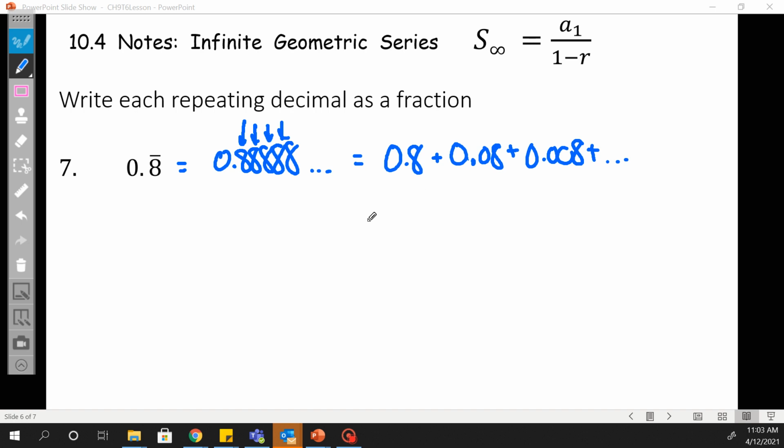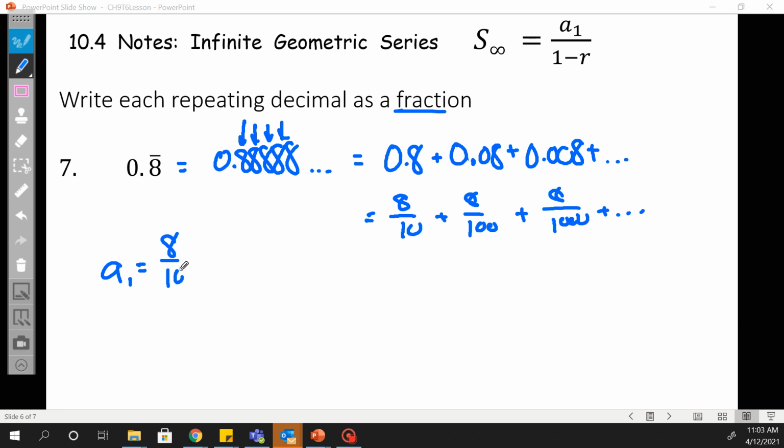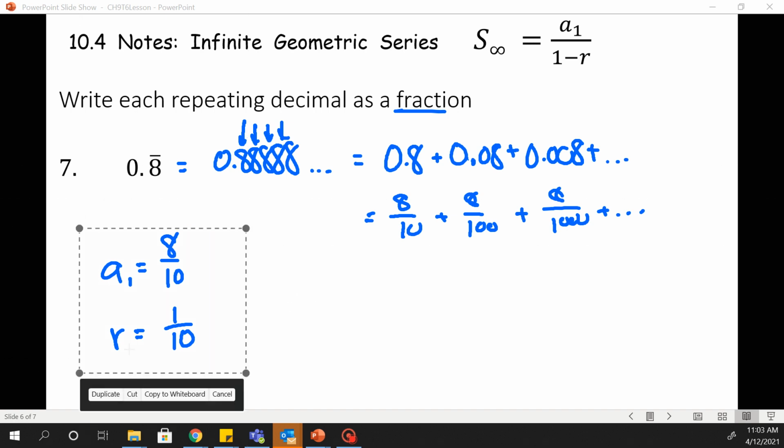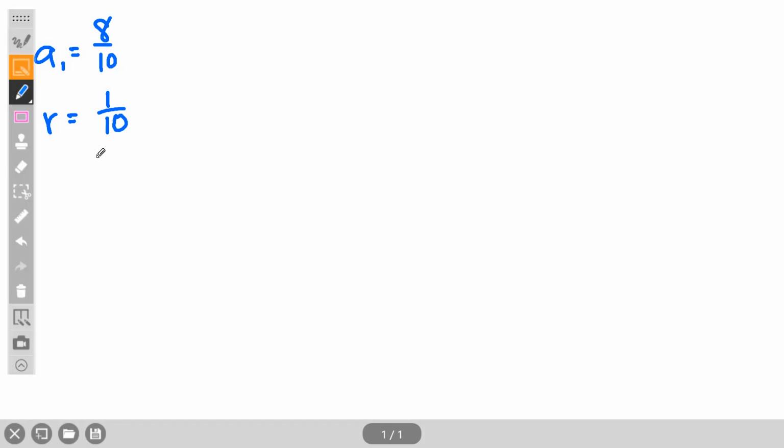Okay, well, if we write this as a fraction, because it says write it as a fraction, this would be 8 over 10 plus 8 over 100 plus 8 over 1,000, etc. So we can see here that our first term is 8 over 10. Our common ratio is 1 over 10. Okay, we're multiplying by 1 over 10 because 10, 100, 1,000. We're multiplying the denominator by 10 each time, which is 1 over 10. Okay, so we can use the formula with these two numbers here.